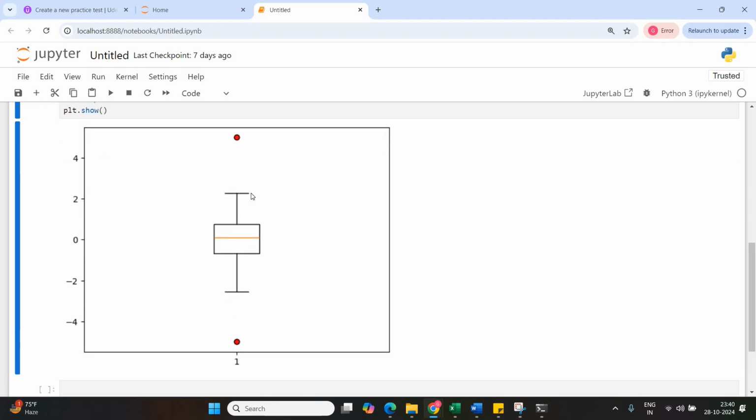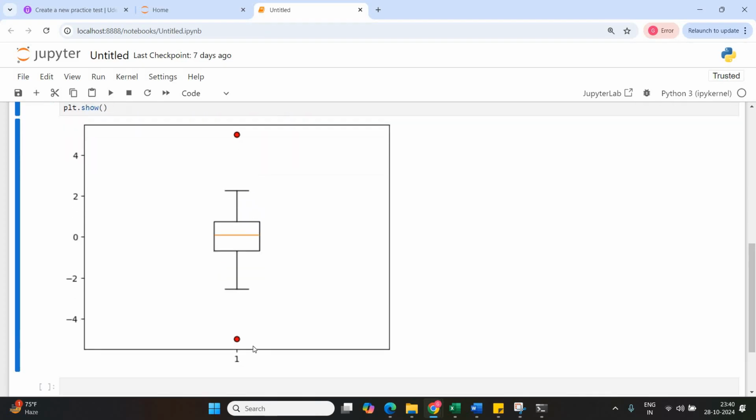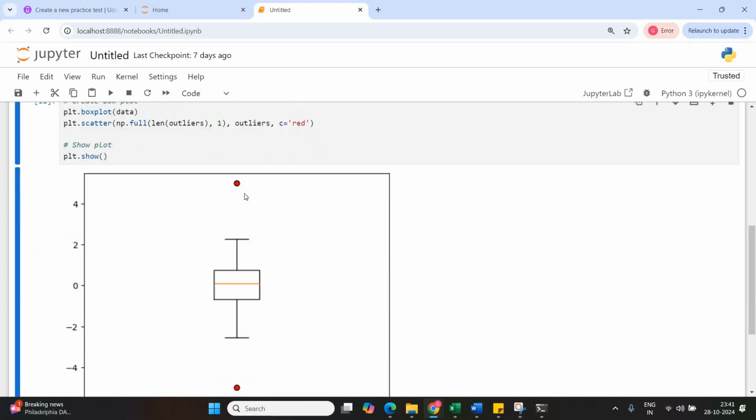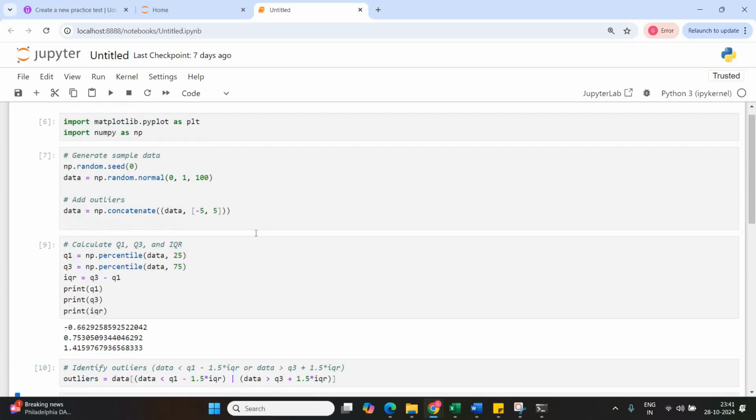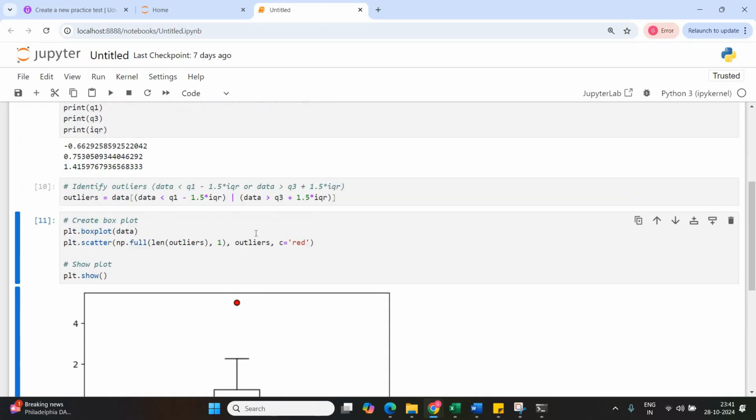And these are the values which are far away from the vicinity, right? So this is the vicinity. I want everything to be inside this range. If anything goes beyond this or beyond this, then it is an outlier. Like this one is an outlier, this one is an outlier. So we have just identified the outliers here. I hope you have understood how we are identifying the outliers here.